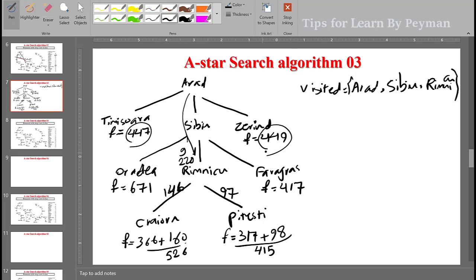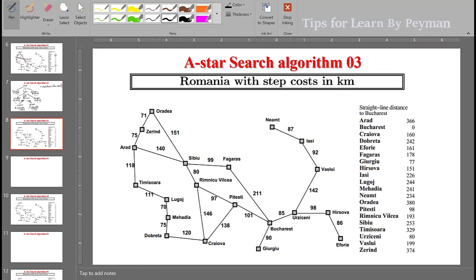So we have to choose between 447, this value, this value, this value, this value, and this value. So which one is the lowest one? Of course, the Pitesti with value of 415. So I choose the Pitesti as the next node. So let me show what our graph would be like. We open these, and then open these ones. Then we come here and open these.